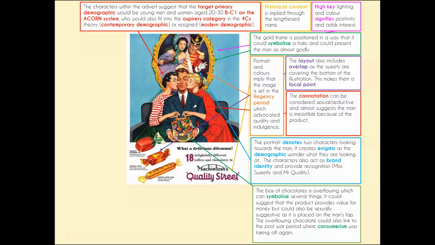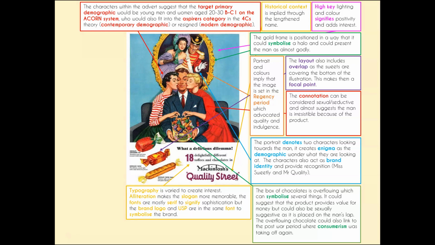We've also got the product here, so we've got an element of product placement. It's overflowing, so this could symbolise that it's good value for money. It could be a sexual metaphor or representation because the man has the tin positioned over his crotch, and it's overflowing. We've also got the fact that this is a post-war period, so consumerism is on the rise. People are trying to kickstart the economy again, so this could be a way of showing a decadent luxury product through the fact that there are so many chocolates the tin can't contain them.